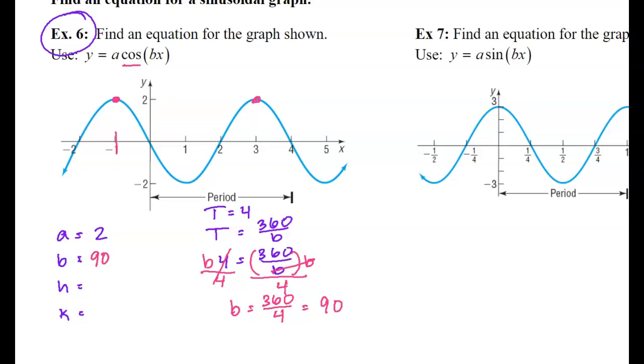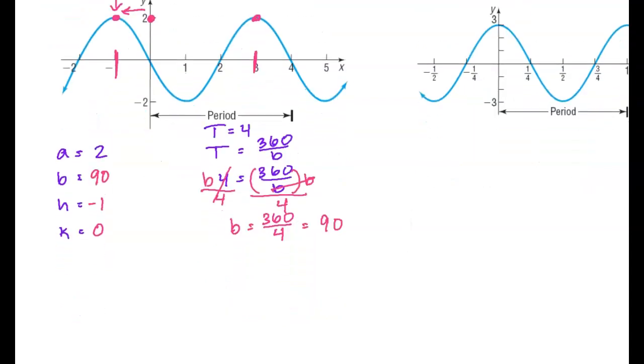So I'm going to pretend like this starts here and ends here, meaning that if this had been the parent function, this point right here would have actually started here. Instead, it's been shifted. It has a phase shift of -1. It's been shifted to the left 1. And it hasn't been shifted up or down at all, so our k is 0.